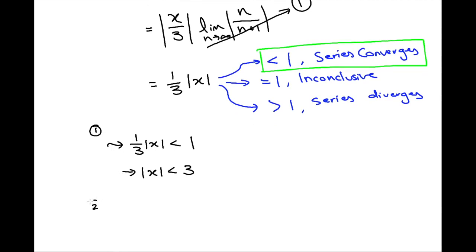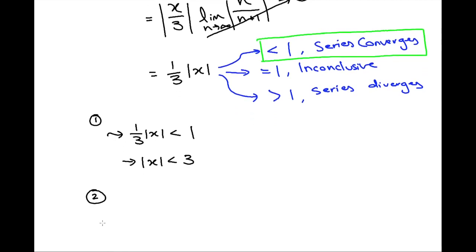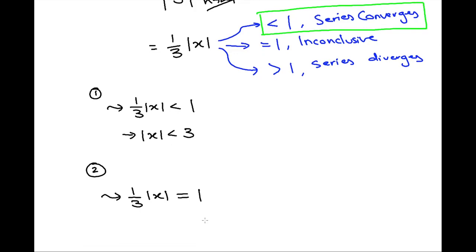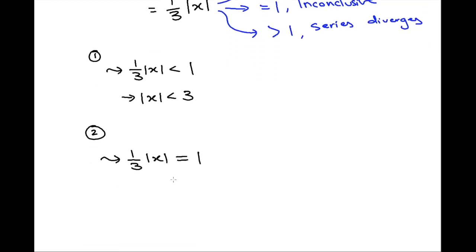There's another thing that we need to consider, and that is what would happen if this thing is equal to 1. Because theoretically it could converge there. It's just that the ratio test cannot tell us that, but it could converge there. So we need to investigate that as well. And so if we multiply both sides by 3, we get that the absolute value of x is equal to 3. In other words, x is going to equal plus or minus 3.